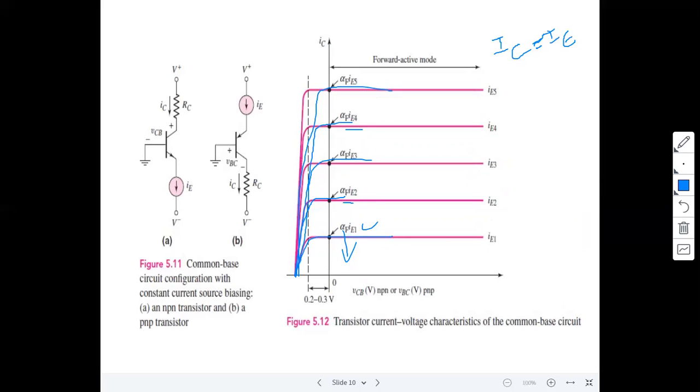Now this is the saturation region. When does it enter into the saturation region? Less than 0. For an NPN transistor, when VCB is equal to 0.2 to 0.3 as given here, then the collector base junction enters into forward bias. In this case, both junctions are in forward bias, so the transistor is in the saturation region.